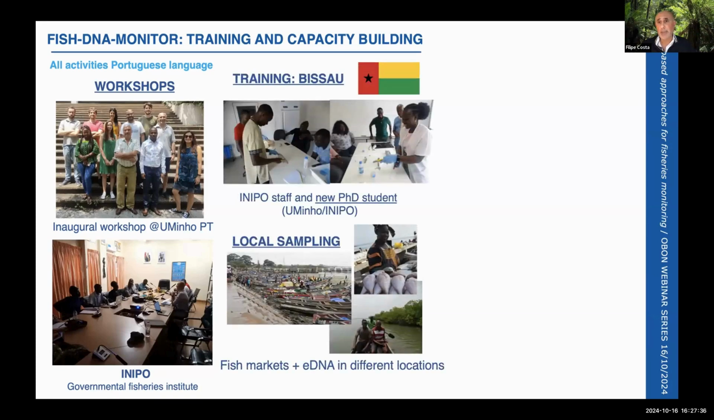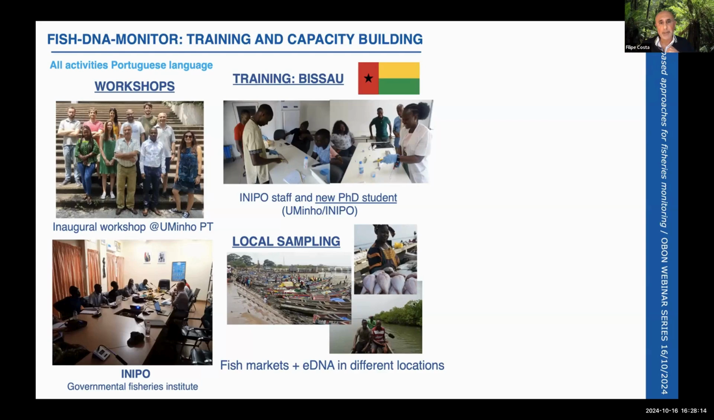Also, we had the opportunity to provide the first training to staff from this Fisheries Institute in Guinea-Bissau. And luckily, we got a fellowship for a new PhD student from Guinea-Bissau that is here and is going to be pursuing a PhD in a combination between Minho and Inipo. So this is going to be, we believe, a very strong way to transfer knowledge and build capacity in Guinea-Bissau.